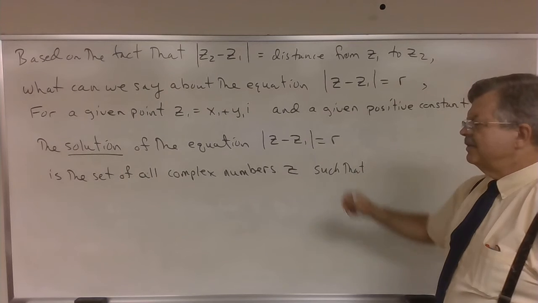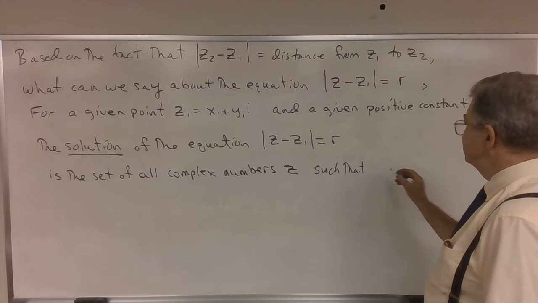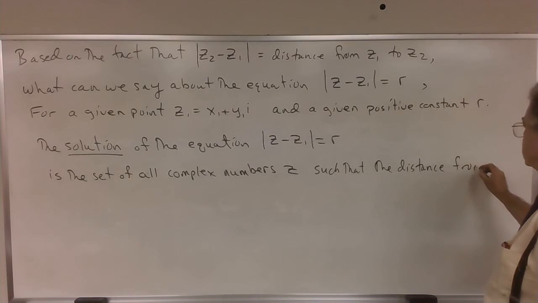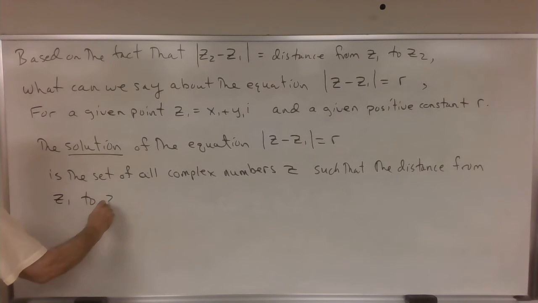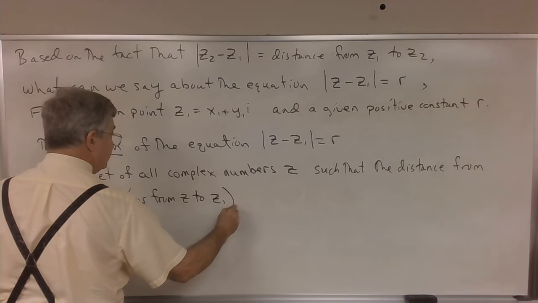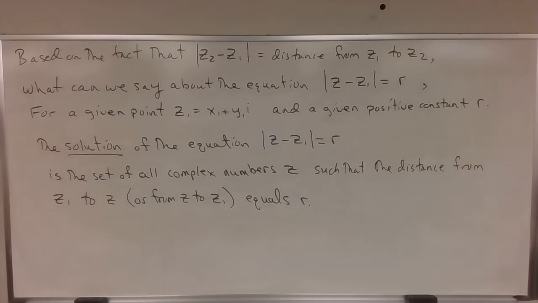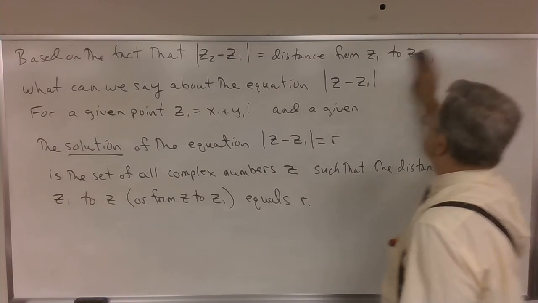So the solution of this equation is the set of all complex numbers z such that the distance from z1 to z, or from z to z1, equals r. Huh. What are we talking about here?